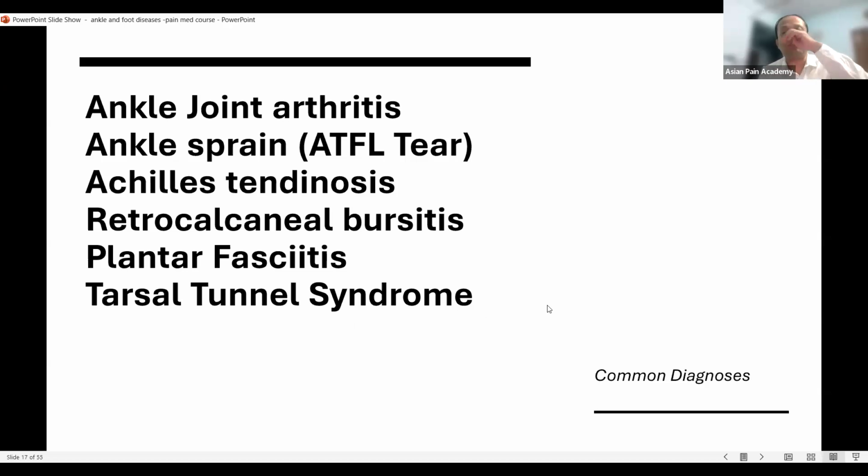Tarsal tunnel syndrome is not that common, of course, but sometimes we can find posterior tibial nerve neuralgia. Mainly, tarsal tunnel syndrome is like carpal tunnel syndrome, under the flexor retinaculum, under the medial side of the ankle. When the posterior tibial nerve passes through, there is entrapment. It is not that common, but sometimes we can find tarsal tunnel syndrome patients also.